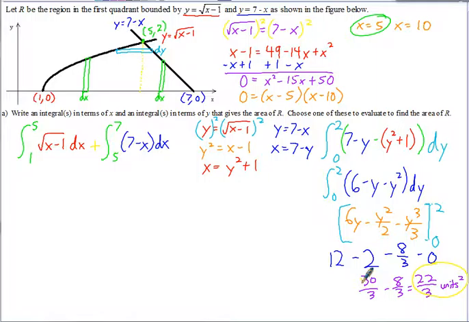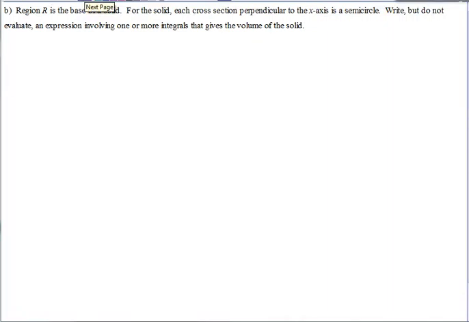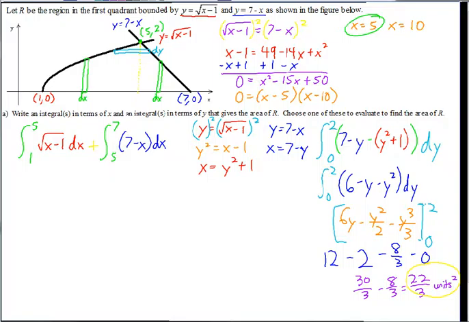Okay, let's take a look at part B of the same region enclosed. Part B says that region R is the base of a solid. For this solid, each cross-section is perpendicular to the x-axis. When you have these cross-section problems, you don't have a choice which way the rectangle goes. And it says it's a semicircle. Okay? So let's go back to our graph here.